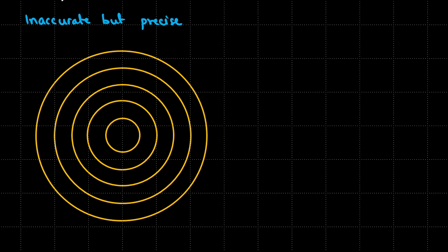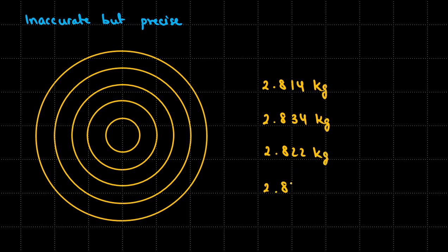Suppose the object is still 1 kg and we get the values of 2.814 kilograms, 2.834 kilograms, 2.822 kilograms, and 2.819 kilograms. The mean of this value or any value in general is not close at all to 1 kg, which was the measurement we are trying to take. But each value is very close to each other. So look, every single one has 2.8 followed by something else, but 2.8 is constant in everything.